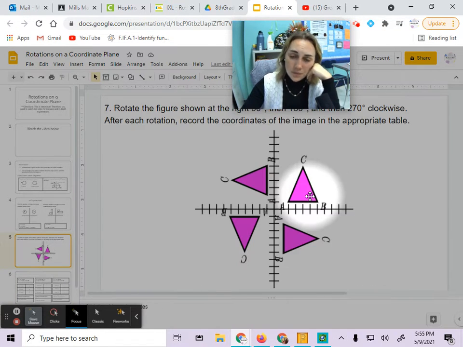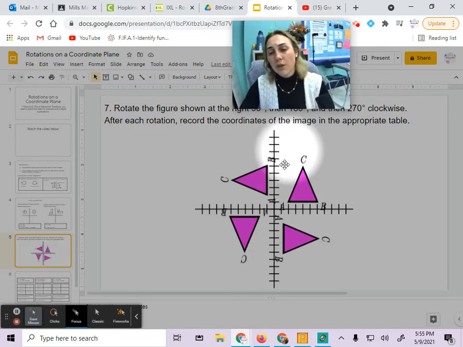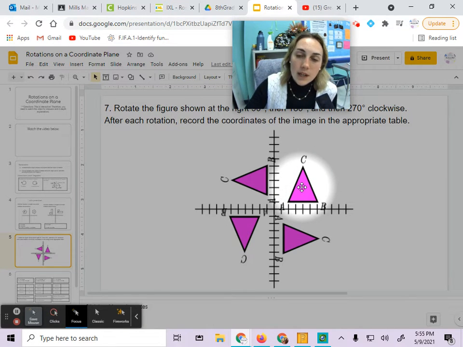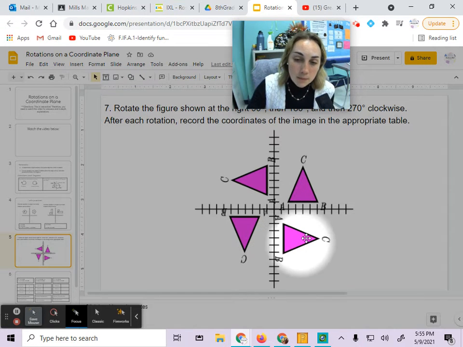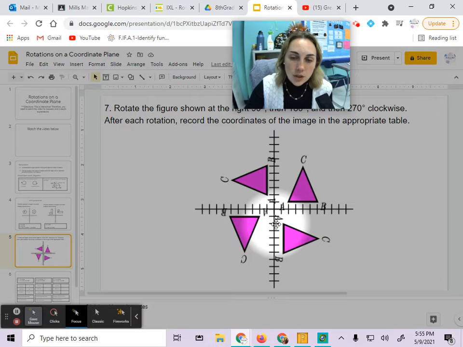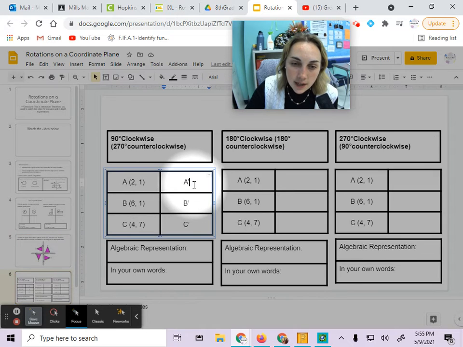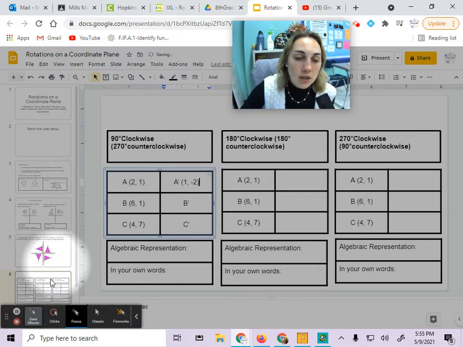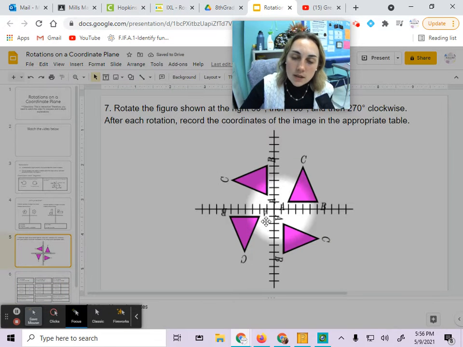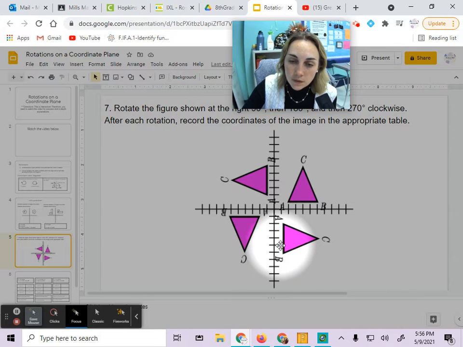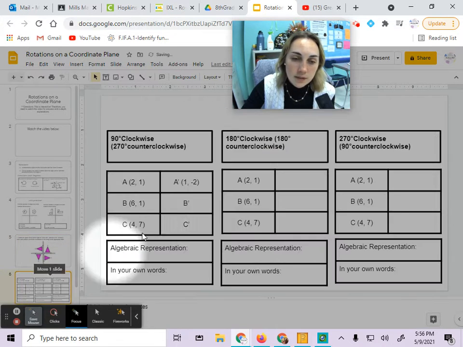So first things first, let's talk about 90-degree rotation. So here's our pre-image. We moved it here. We need to write down all of our new coordinates for A prime, B prime, and C prime. Let's look at A prime first, though. A prime on the coordinate plane is at (1, -2). So right here, I need to write down, hey, A prime is at (1, -2) when we moved it 90 degrees. Let's look at B now. So B prime is now at 1, and then 1, 2, 3, 4, 5, 6, so it's at (1, -6).